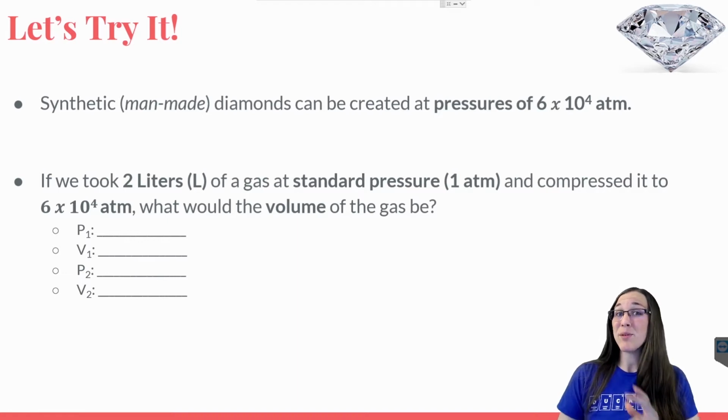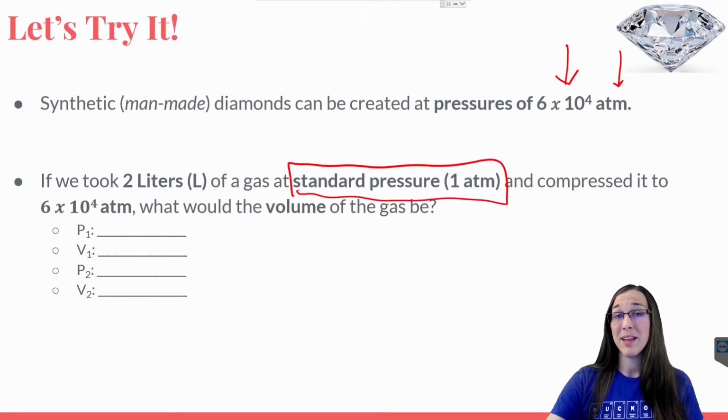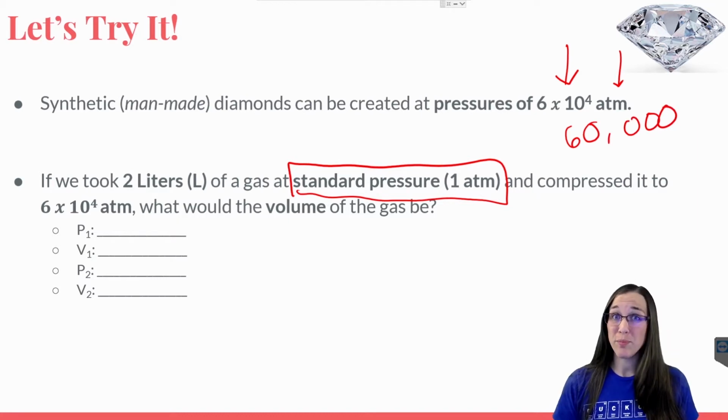Synthetic diamonds can be created by using pressures of 6 times 10 to the 4th atmospheres. Atmospheres is a unit of pressure. Now, this is a huge amount of pressure, mind you. Standard pressure is 1 atm. This is 6 times 10 to the 4th. That's 6 with 4 zeros after it. 60,000 atmospheres. That's a lot of pressure.